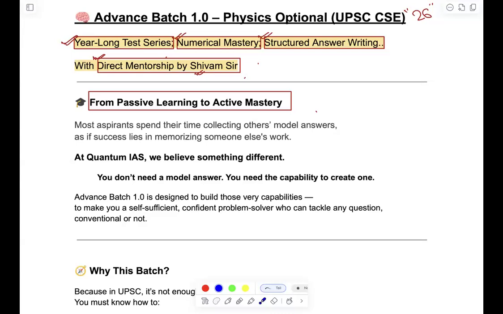Try to understand this thing. It is not about collecting the solution or collecting the PDFs. It is about making you capable of that, right? You don't need a model answer; you need the capability to create one, right? So it's a capacity building program.